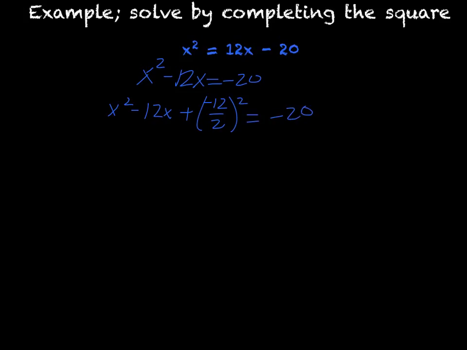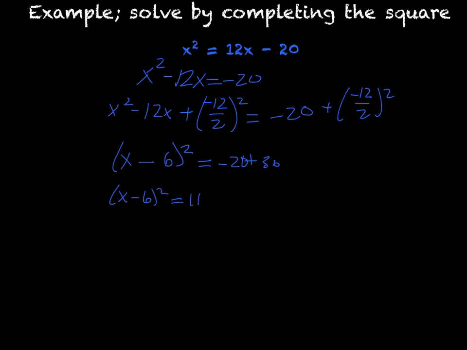If I added the negative 12 over 2 squared to the one side, I've got to add it to the other side. So plus negative 12 over 2 quantity squared. And then I simplify, write it as a completed square. So that's x minus 6 squared equals negative 20 plus 12 divided by 2 is 6. 6 squared is 36, so negative 20 plus 36. So that is x minus 6 quantity squared equals 16.